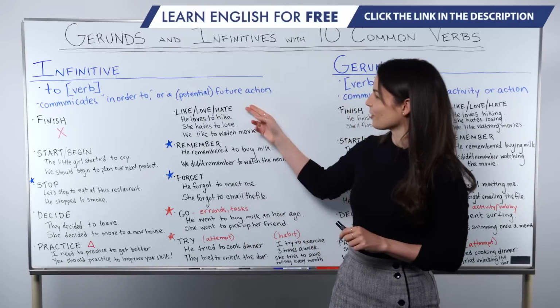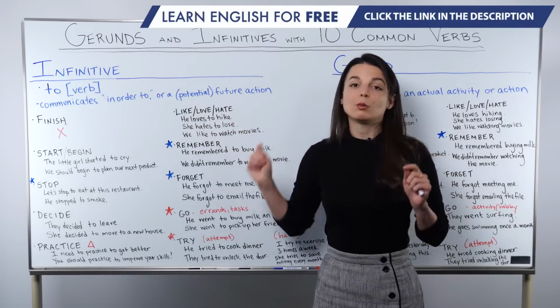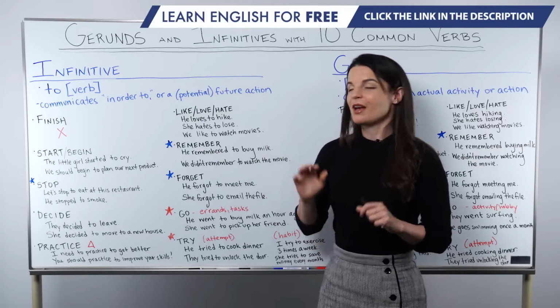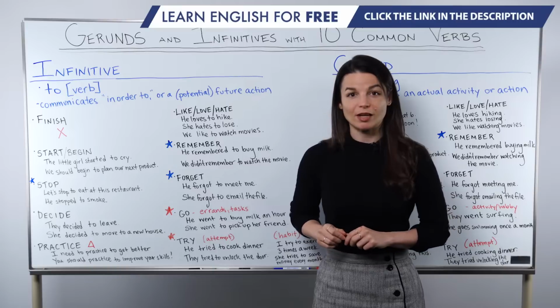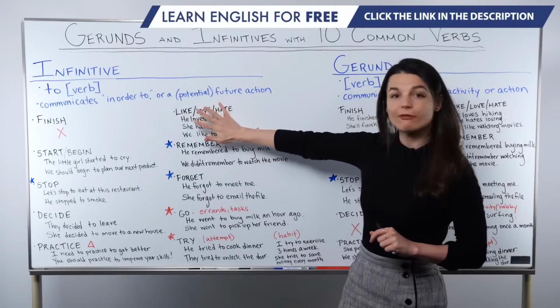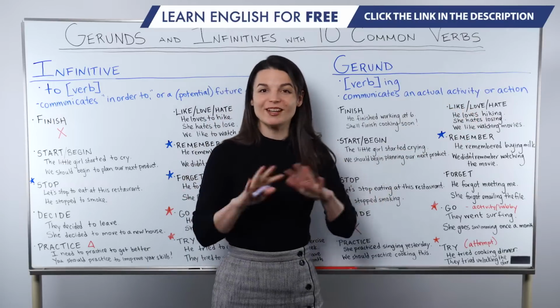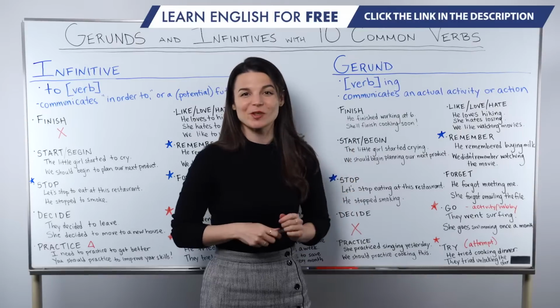Let's continue on to the next group. The next group is actually 3. I have like, love, and hate here. And we can also use other emotion and mental state related verbs, but I want to focus on these 3 because they are very common in everyday communication. So we can use like, love, and hate with the infinitive form and with the gerund form, and there's no change in meaning. So that's hopefully a relief for you. You don't have to worry so much about these verbs.